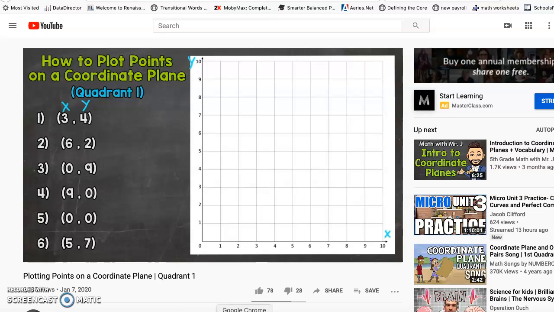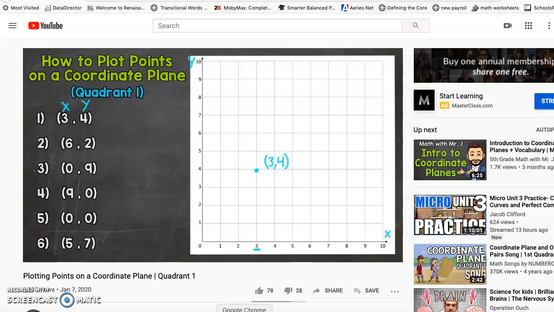So the first thing we want to do, x always comes first, which means side to side first. So 3, 4 means go over 3, up 4. So we would go over to 3 on our x-axis, and then up 4, and where those intersect, we're going to plot our point. And I'm going to label it as well. That point is 3 over, 3, up 4.